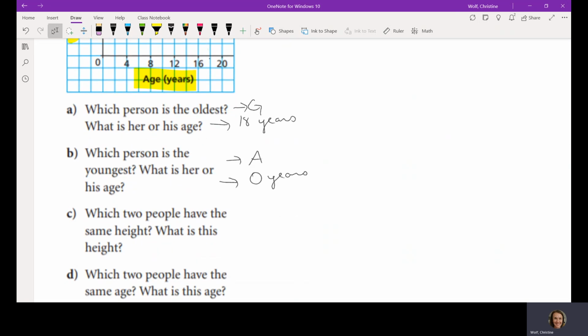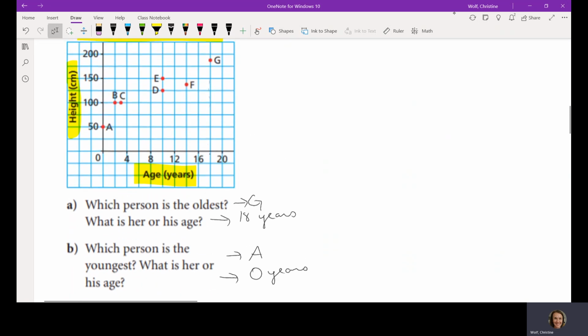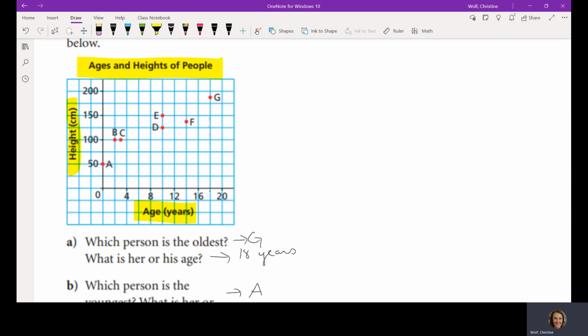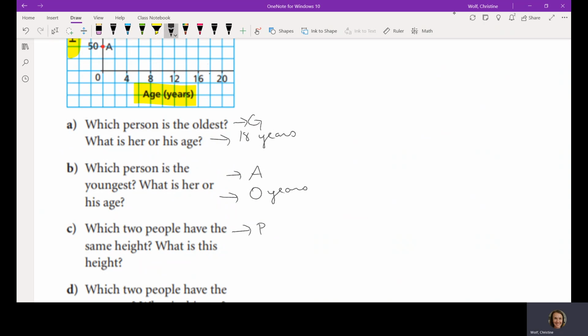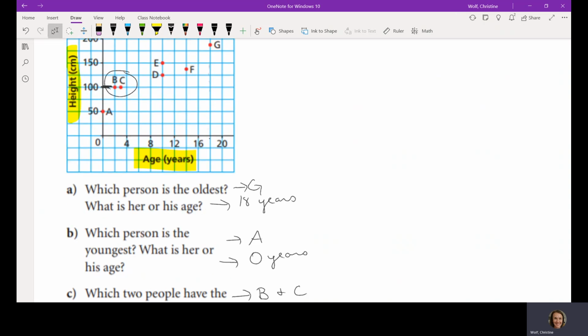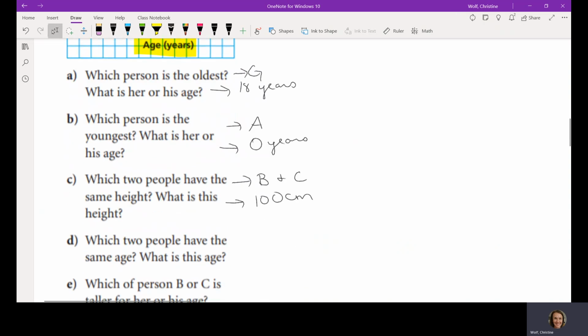Which two people have the same height? Okay, so now we're talking about height, which is the vertical column. So we want to find two dots that line up with the same value here on the left, one of those guys. And if we look, we see that B and C both line up with 100. That means people B and C are the same height. So B and C are the same height. And what is this height? Well, we said they both lined up at the 100 centimeter mark. So they're both 100 centimeters.